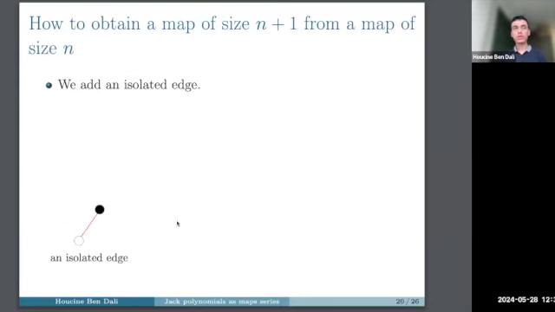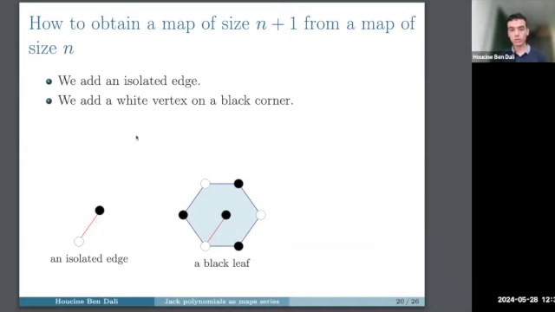So in order to decide if adding an edge increases the non-orientability of the map or not, we should have a classification of edges. And we can ask the other question. So if we start from a map of size n, and we would like to obtain a map of size n+1, in how many ways can we add an edge? So the first simple way is by saying that we will just add an isolated edge. So this means that we will add a new white vertex and a new black vertex connected by an edge.